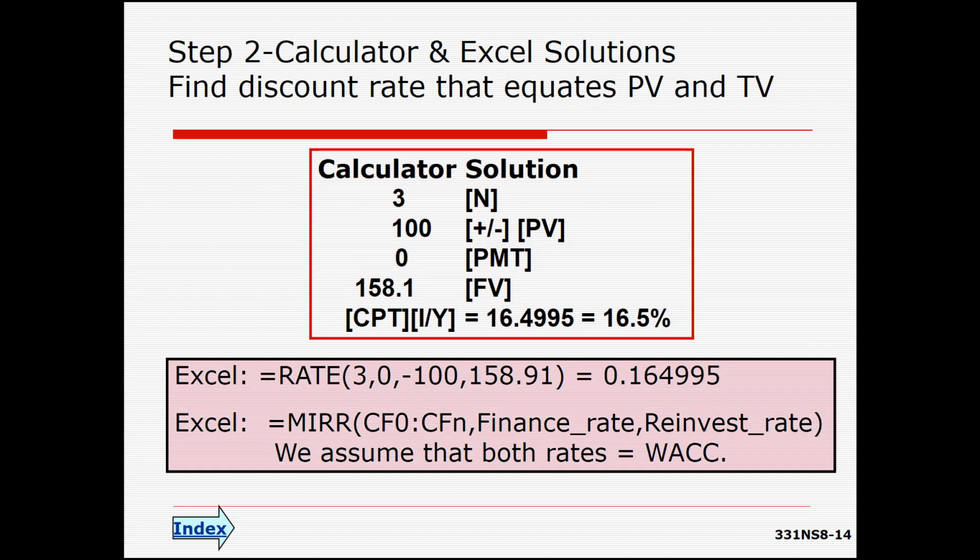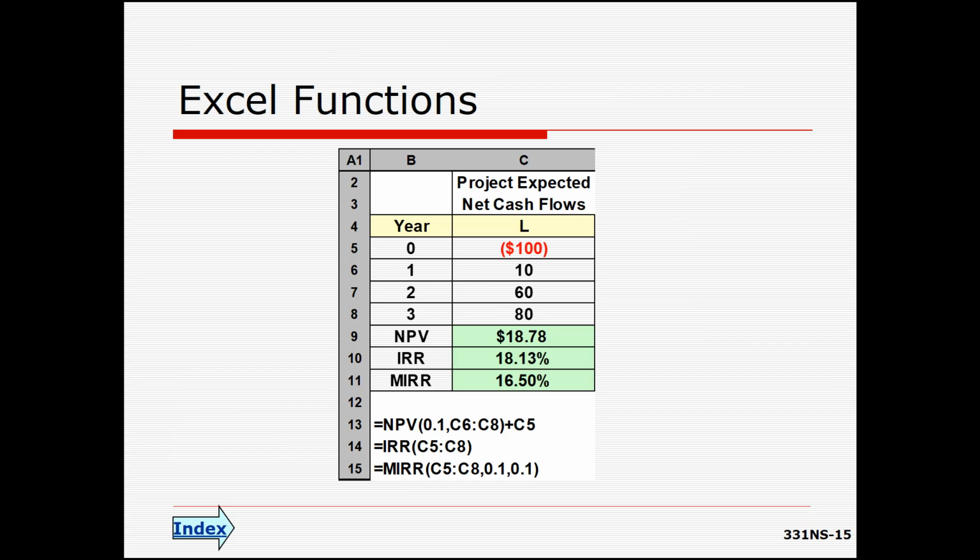In Excel, you can use the rate function. Excel also has a dedicated MIRR function. Note that the Excel MIRR function asks for 2 rates. The finance rate is the discount rate applied to the outflows. Since we only had 1 outflow, this wasn't used. The reinvestment rate is the future value rate. For any problems we have, we used the weighted average cost of capital for both. This recaps the Excel functions for our sample project, computing NPV, IRR, and MIRR.